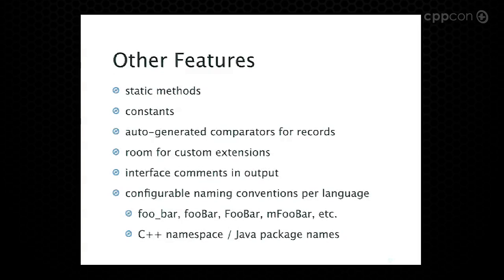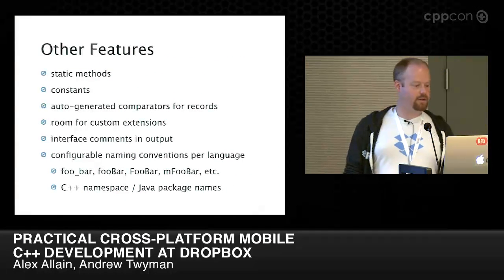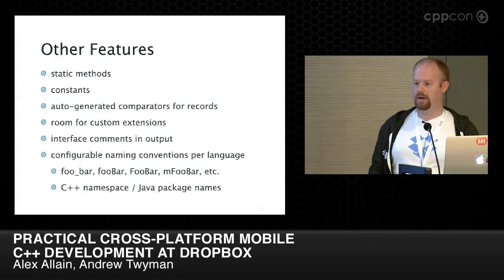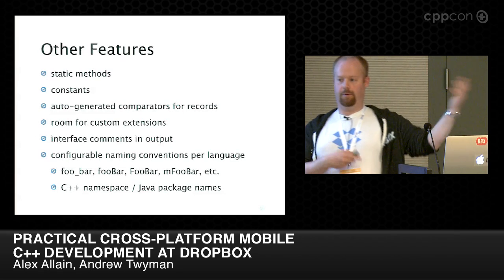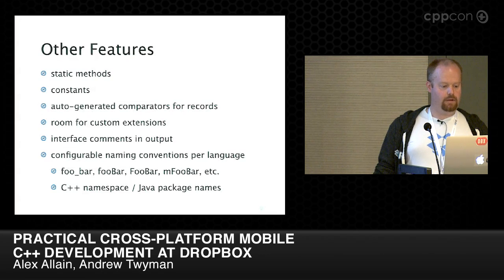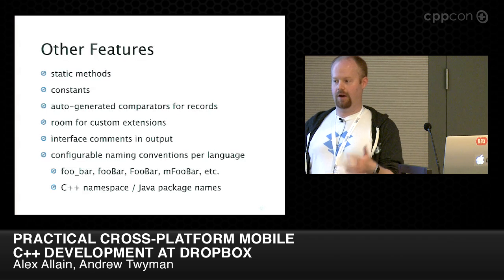Other features of Djinni, it has static methods. These are particularly useful as factories to generate the concrete implementation of an interface. You can define constants, not just enums, but just any basic constant. It'll automatically generate comparators for your records, equals and less than, or implement Comparable in Java or whatever the corresponding thing is. Or it can leave room for you to write your own comparators in your records if you really need to.